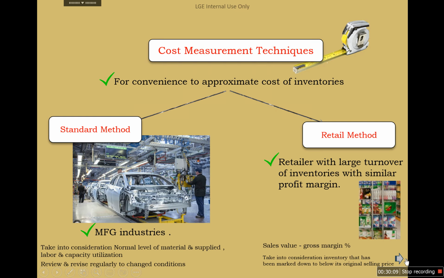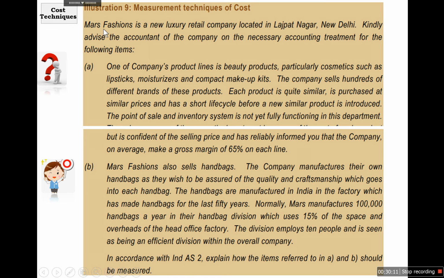So let's take one example of it. Mars Fashion is a new luxury retail company located in Lajpat Nagar, New Delhi. Kindly advise the accountant of the company on the necessary accounting treatment. One of the company's product lines is beauty products. In particular cosmetics such as lipstick, moisturizer, and compact makeup kits, the company sells hundreds of different brands of these products. Each product is quite similar and is purchased at a similar price and has a short life cycle before a new similar product is introduced.